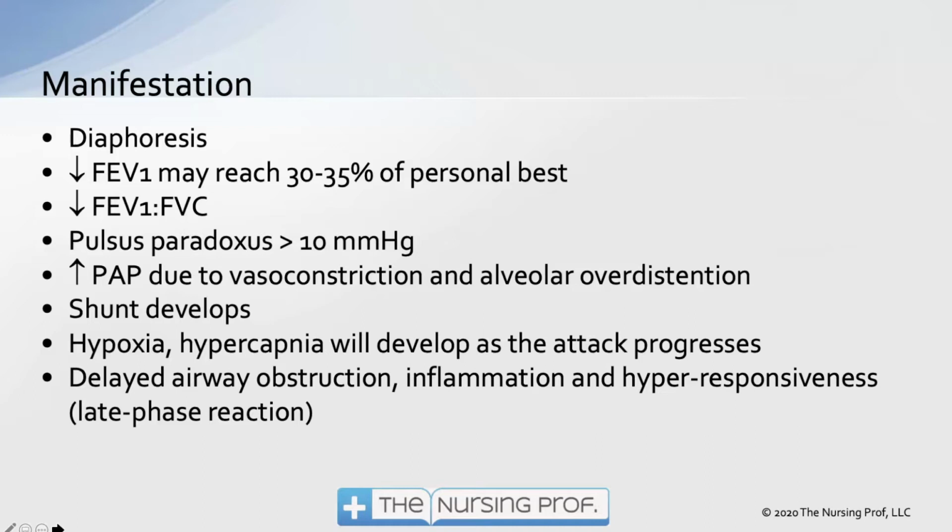This is the part that we call severe asthma. The patient with hypoxia and hypercapnia is the patient that we call severe asthma. So we've got to be careful. Once we get to this point of hypoxia and hypercapnia, this patient could decompensate very quickly.